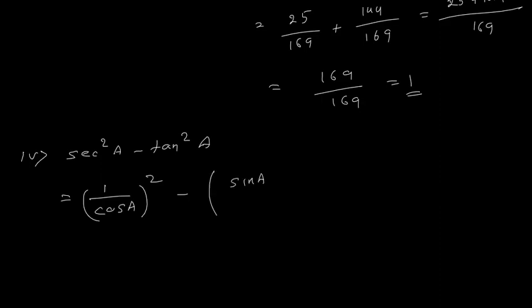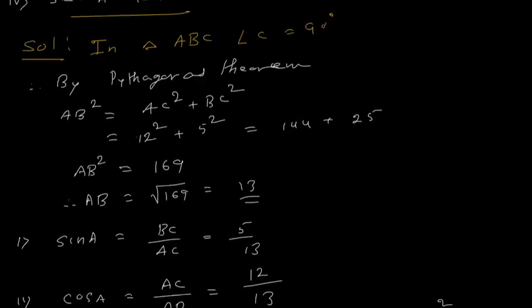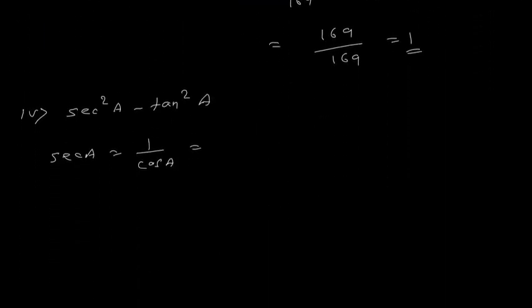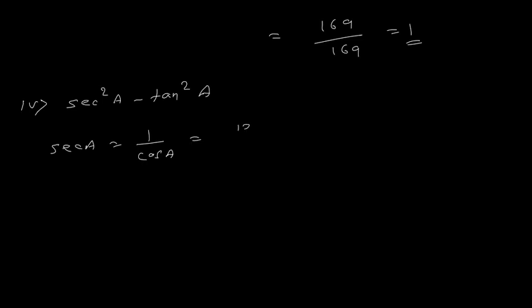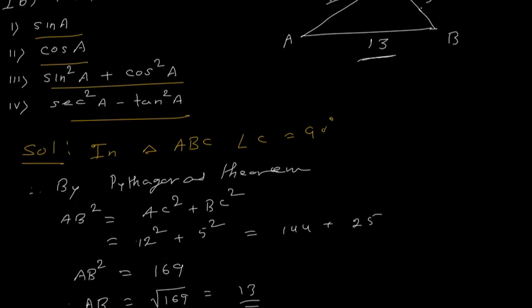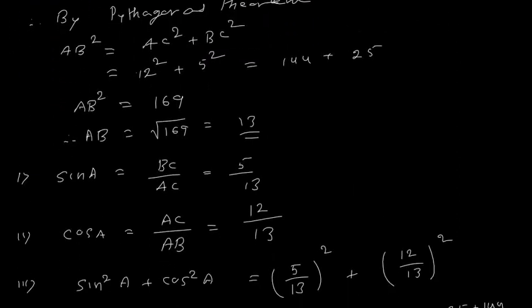Or directly you can write from the diagram. So better we first check the value of sec A and tan A and then we will find it. First find sec A. Sec A is 1 upon cos A. Now what is the value of cos A? It is 12 upon 13. So sec A will become 13 upon 12. And the value of tan A is opposite upon adjacent, so BC upon AC, 5 upon 12.